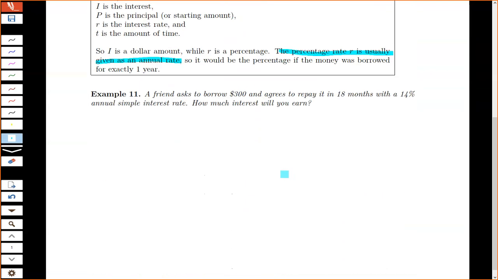Okay, so let's look at an example. Let's suppose a friend asks to borrow $300 and agrees to repay it in 18 months with 14% simple interest, where that's an annual rate. So I go to my problem and identify what numbers I was given. Borrowing $300 is the P. The 18 months is the amount of time, so I can write that as T.